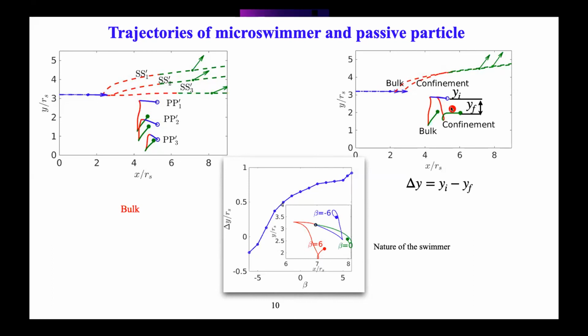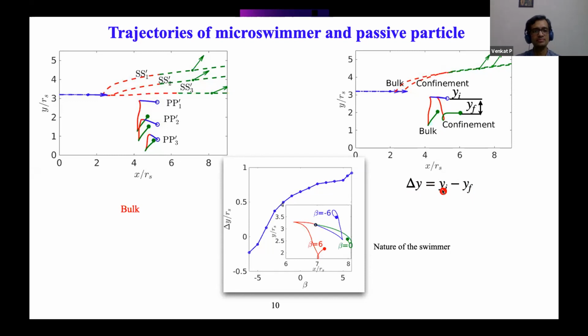And also in confinement, we see a net displacement of the passive particle towards the channel wall. This can be calculated, and it is represented as delta y. It is calculated as the difference between the initial and final positions of the passive particle, which are yi and yf. So this is an important parameter.